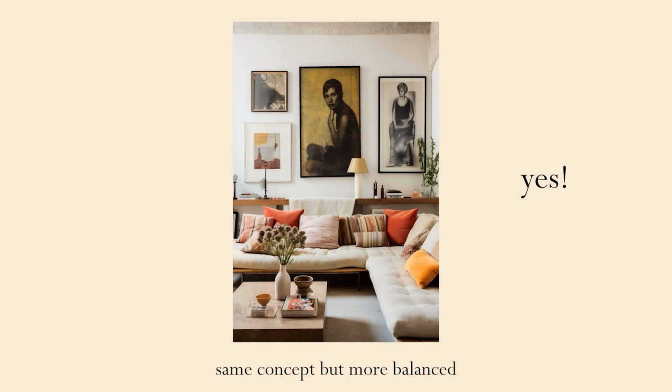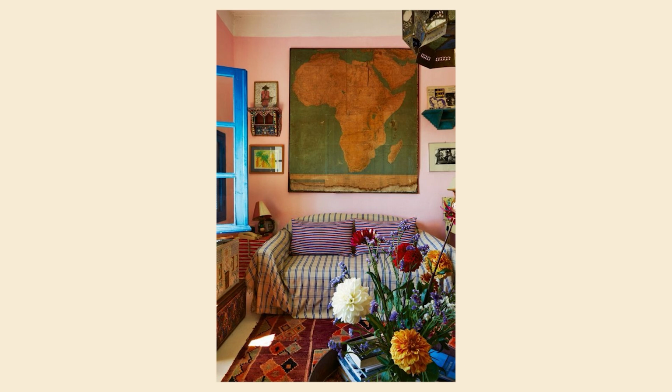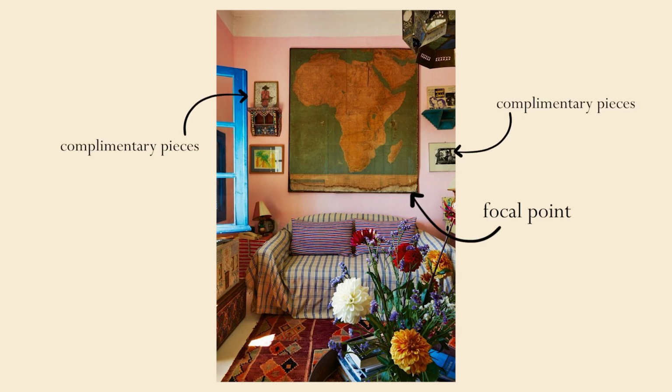One way to achieve this is by having one or a few focal points in your space, with everything else playing the role of supporting actor. For example, a large piece of artwork can serve as a focal point, while smaller pieces hung nearby can complement it instead of competing with it for attention. And I think this image is a really good example of that.